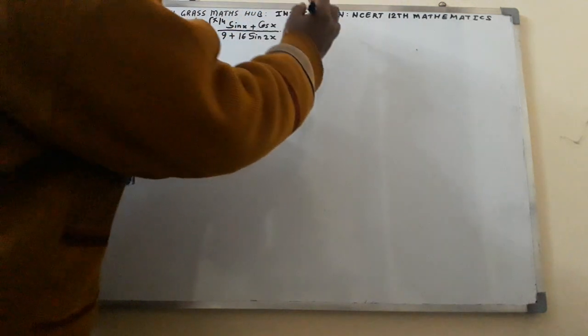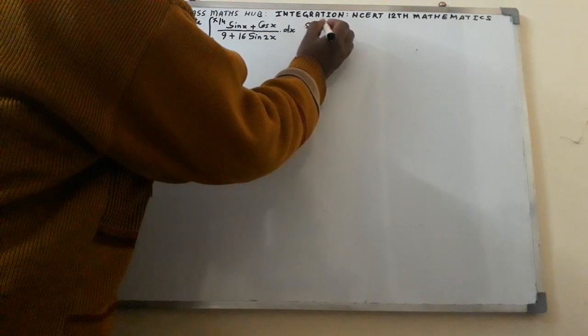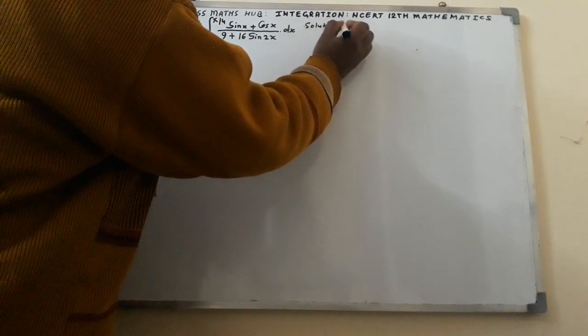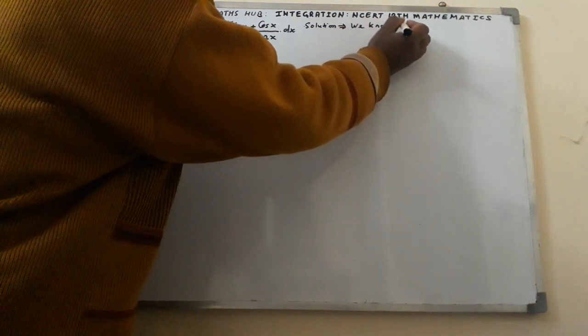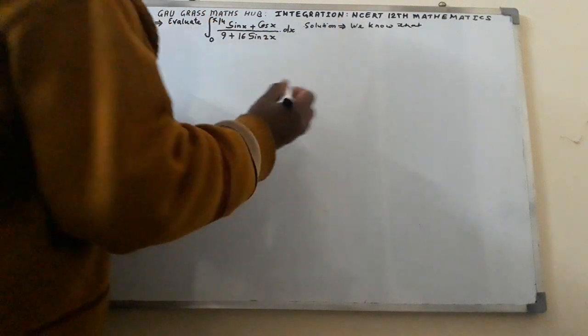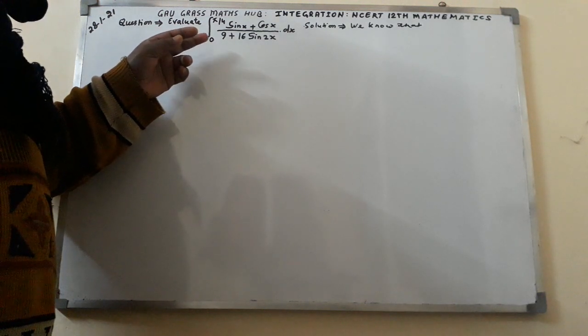Here I shall write solution. Implied that we know that, one formula I am going to write on the basis of this question. Here we shall use a trick which you must remember. What trick I am going to use here?